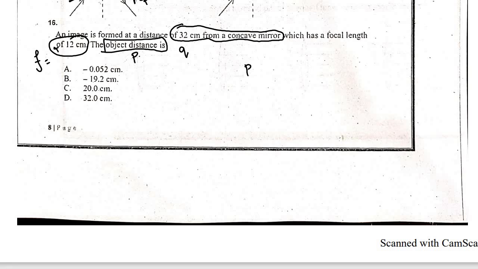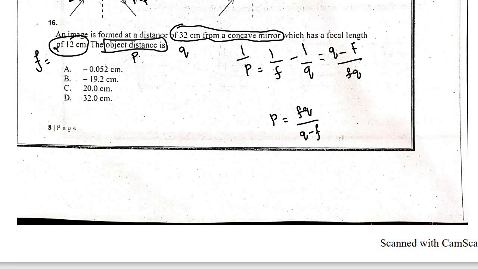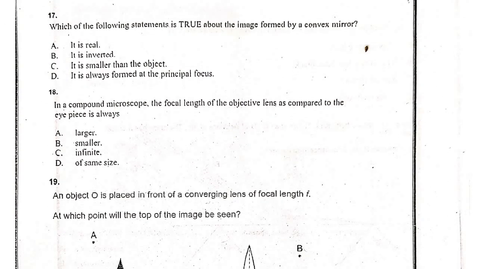So the formula becomes 1 over P is equal to 1 over F minus 1 over Q, or it will be equal to (Q minus F) divided by FQ. So in this way P will be equal to FQ divided by (Q minus F). After solving this expression, we will get the distance 19.2 centimeters. So the correct answer will be option B. Let's see question number 17.